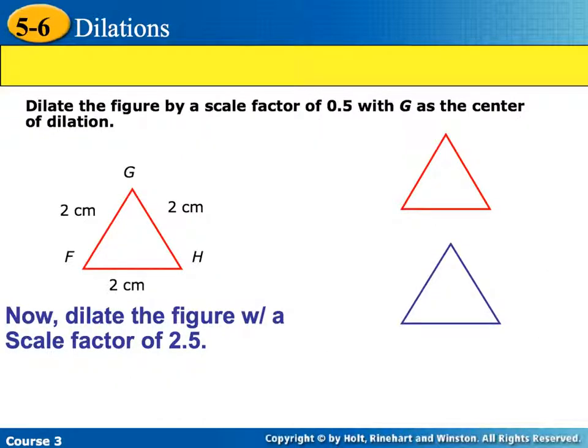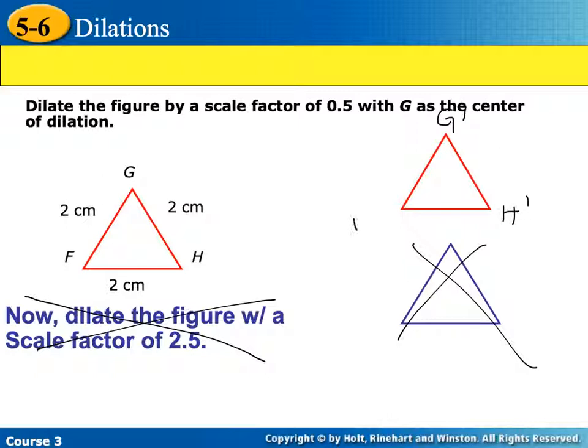Okay, so now we are going to dilate the figure by a scale factor of 0.5. Don't worry about this second problem or the second triangle. Just dilate by a scale factor of 0.5 with G as the center. That center, again, you just know that G is on top. You're going to G prime, H prime, and F prime, but figure out your side lengths and go.